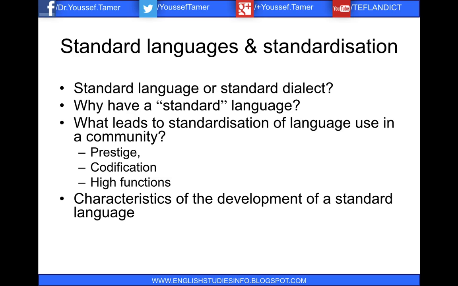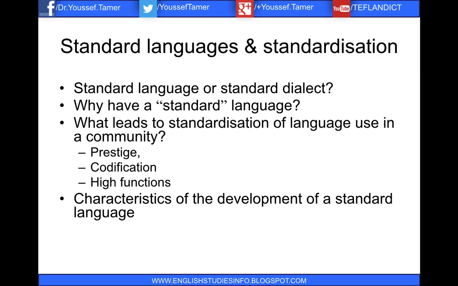The other thing is related to functions. This dialect, you are trying to elevate it in the sense that it will not be used only for everyday life communication, for intimate functions, informal functions. They try to use it in other formal functions. So they start using it on TV, for instance. They start using it in education. They start using it in parliament, all types of formal contexts where it used not to be spoken before, when it was just a dialect.